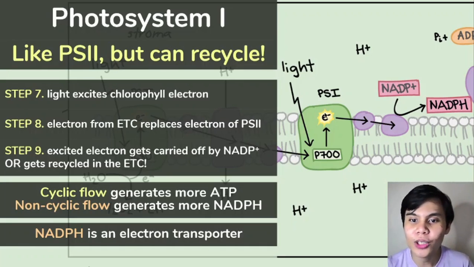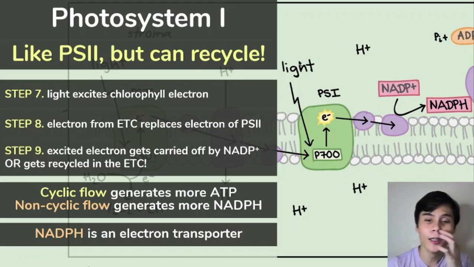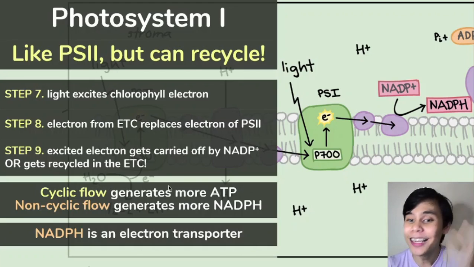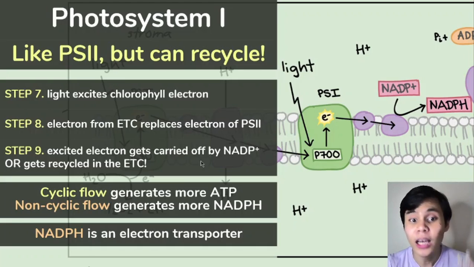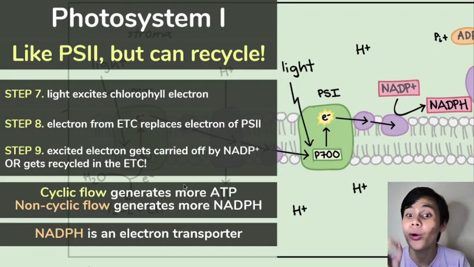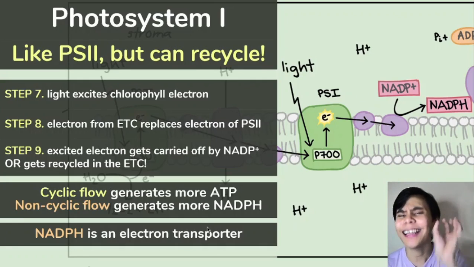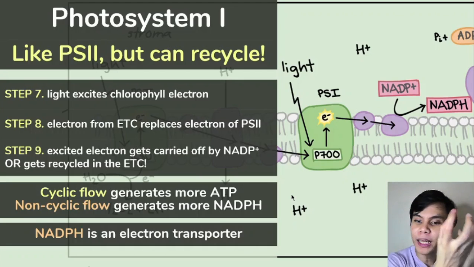This excited electron can either go forward in what we call the non-cyclic flow, or it can go back to the electron transport chain, the one we discussed there, to create a cyclic flow. So what's the point of this? There are two things that can happen to that excited electron. The cyclic flow helps the chloroplast generate more ATP, more energy, while the non-cyclic flow, the one that makes it go forward to NADP plus, generates more NADPH. Now, NADPH is what we call an electron transporter. It's a taxi, it's a tricycle that just takes electrons from one place to another.